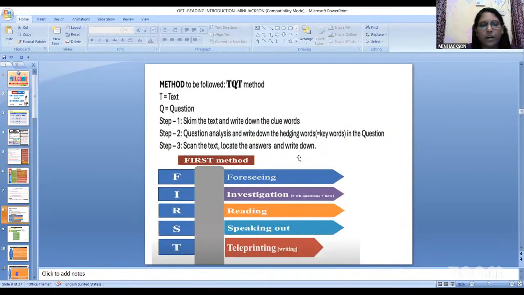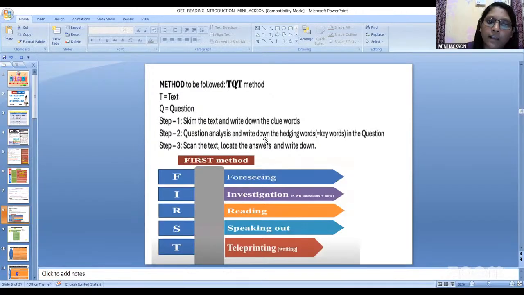Then we need to know what type of method we have to follow. According to the father strategy, we need to follow the TQT method. TQT method means T means text, Q means question. Then again we go for the T. Before that, what you have to do? We have to skim the text and write down the clue words. Then write the four headings. You can write them on each page, in the right corner.